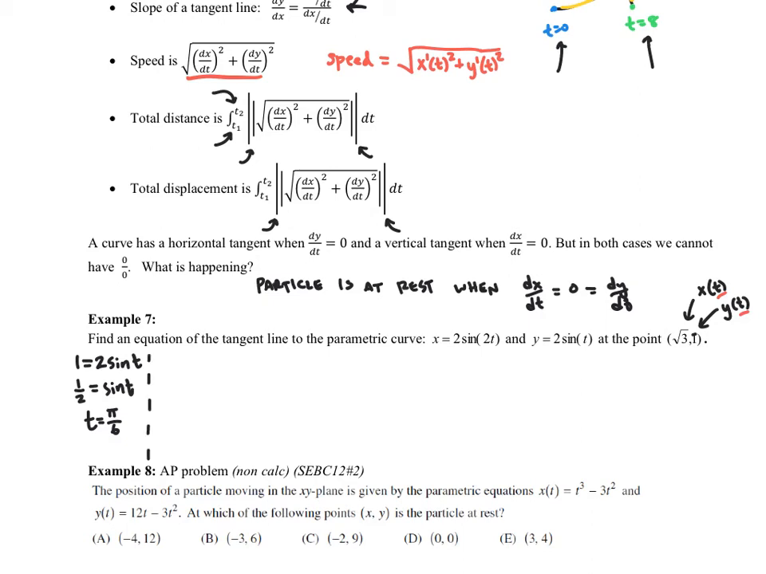Okay, so now, if I want to find the equation of a tangent line, I need two things. I need a point, which I have, which is the square root of 3, 1, and I need a slope. I need to know dy/dx at the time pi over 6. Okay, so dy/dx, of course, is dy/dt over dx/dt. So I want to know dy/dt at the time t equals pi over 6, and I'm going to divide it by dx/dt at the same time.